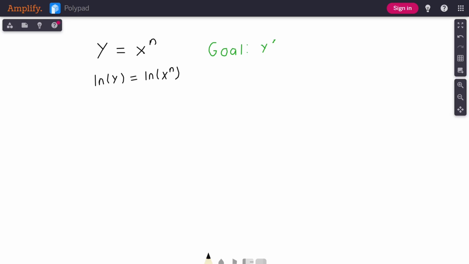Okay, so we just started with y equals x to the n. We took the natural log of both sides of the equation. And our goal is, again, eventually going to be to find y prime. Well, the reason we did that is we can use the properties of logarithms to bring this n out front of this natural log on the right. So we'll keep the left side, and we'll bring down the n. So this is n times the natural log of x.